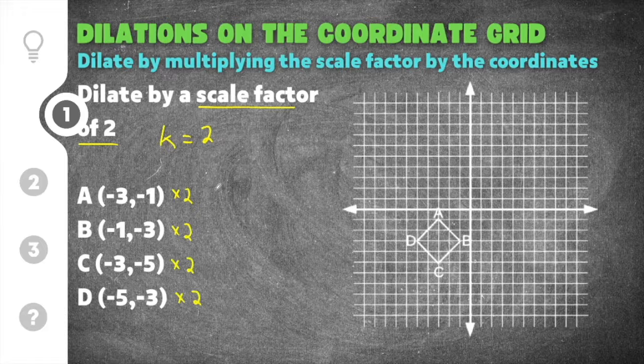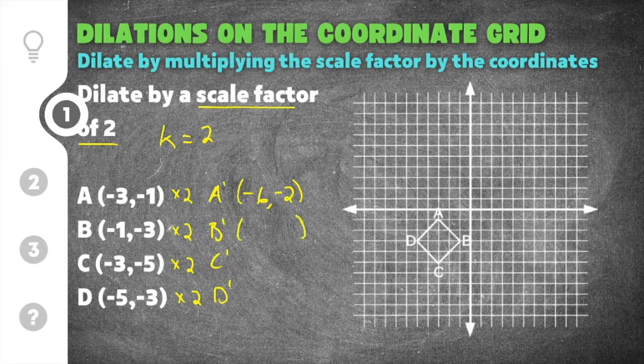To get A prime, you're just going to take the coordinates for A and you're going to multiply each one by 2. So the first x, y coordinate is negative 3, negative 1. You'll do negative 3 times 2, which is negative 6, and negative 1 times 2, which is negative 2. Then you do the same thing for B prime, C prime, and D prime.